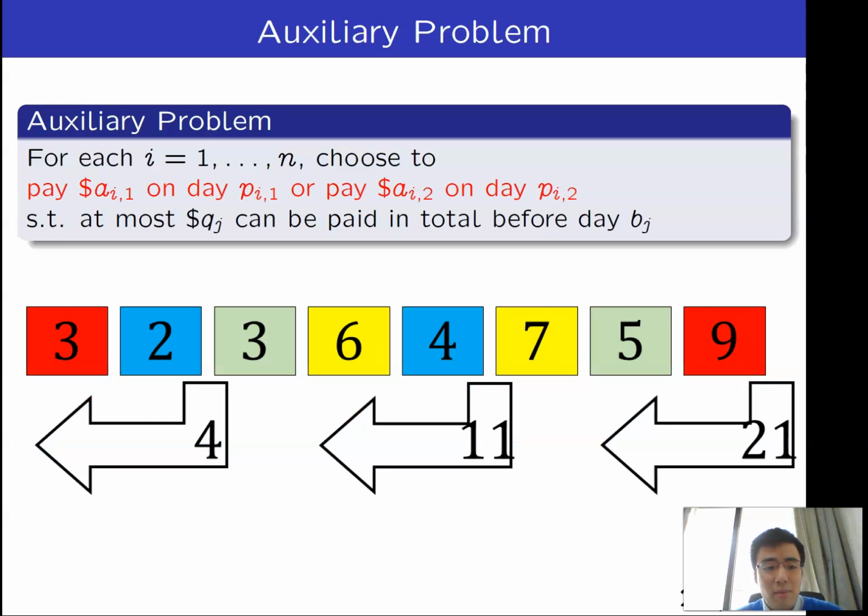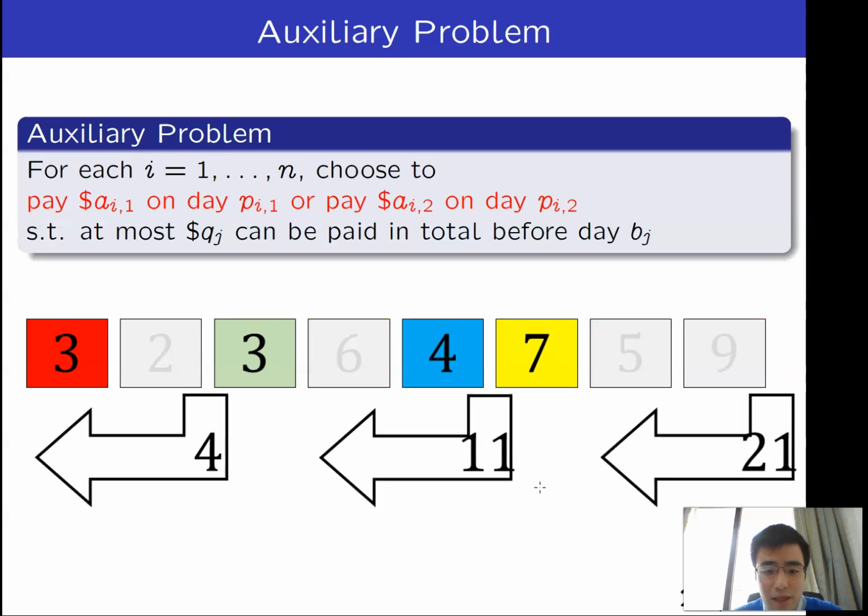Here is an example. The red rectangles represent that we should pay $3 on day 1 or $9 on day 8. And we can pay at most $4 in total before day 2, $11 before day 5, and $21 before day 8. This is one of the feasible solutions. For each color, we chose one payment date, and constraints are satisfied.